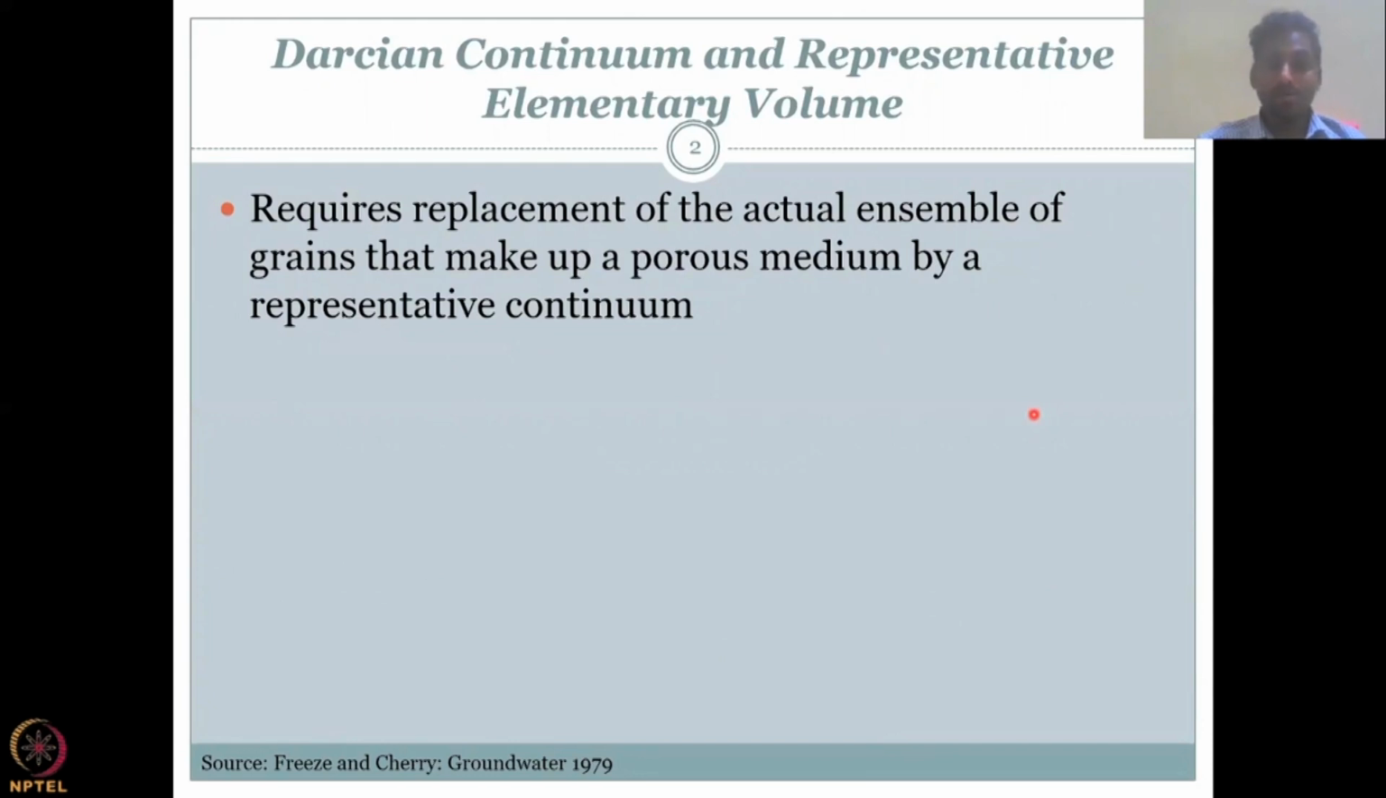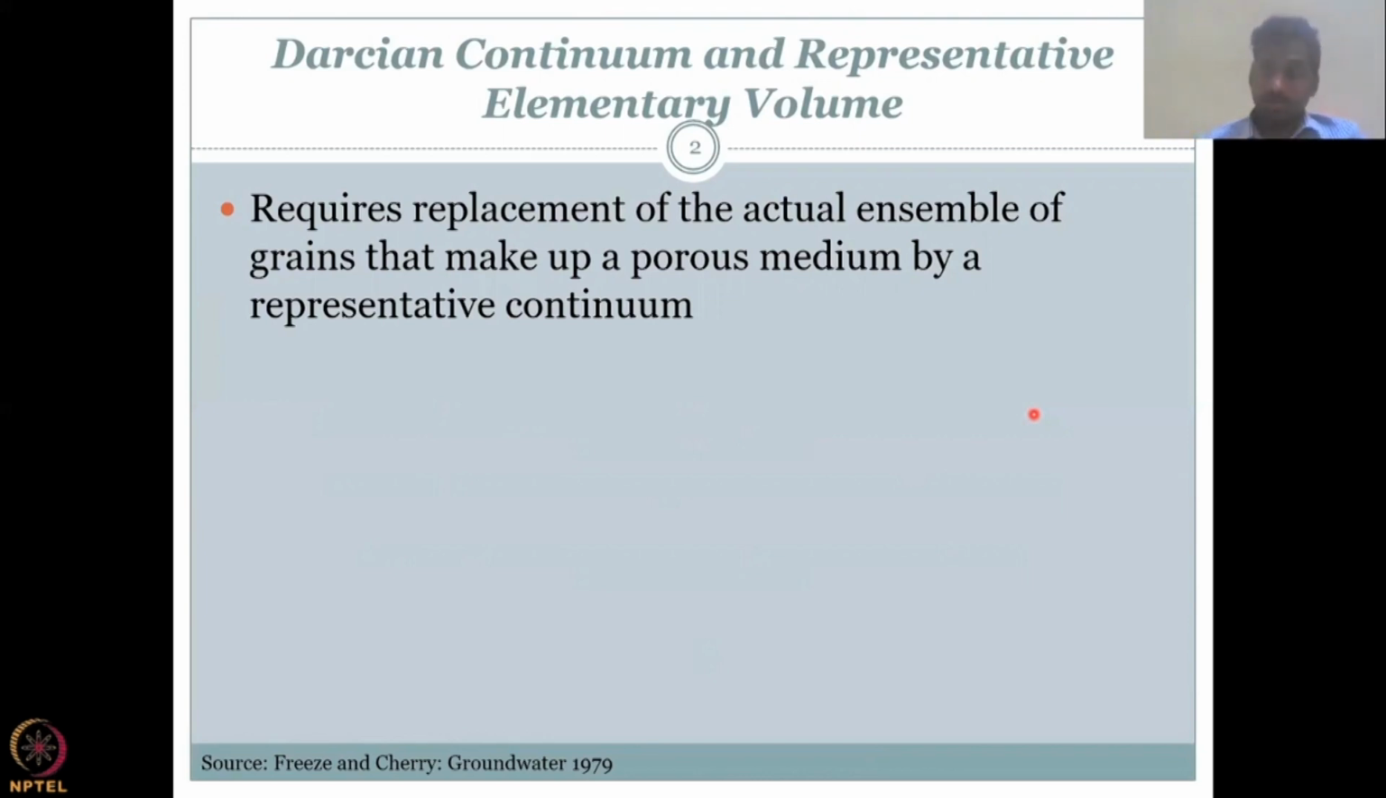What does it require? It requires a replacement of actual ensemble of grains that make up porous medium by a representative continuum. Which means instead of having particles and spaces inside the particles, it is being replaced by a continuous medium. It is called Darcyan continuum. It is not a porous space. It's not like a sponge with different holes and then water flows through it. It is a continuum volume where water can flow through the volume and come out in a more linear fashion.